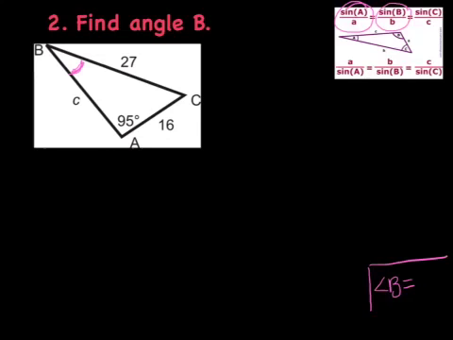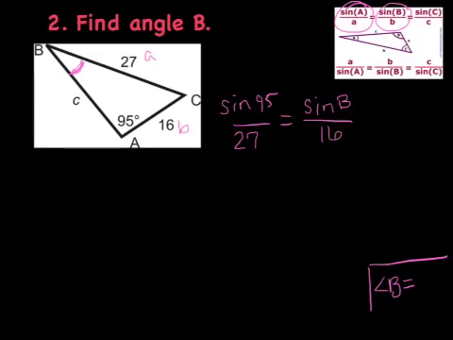Okay, we set up a proportion with what we have. So this right here is side B. And this up here, the 27, is side A. So let's plug it in to our proportion. So sine of A, so sine of 95 over side A, which is 27, is equal to sine of B over side B, which is 16.